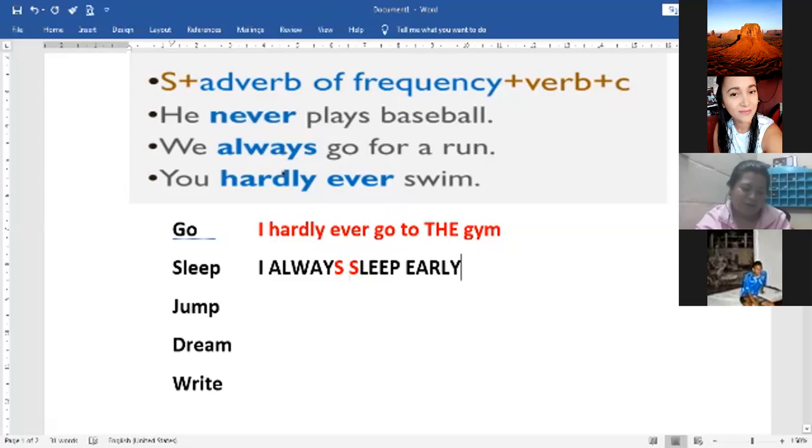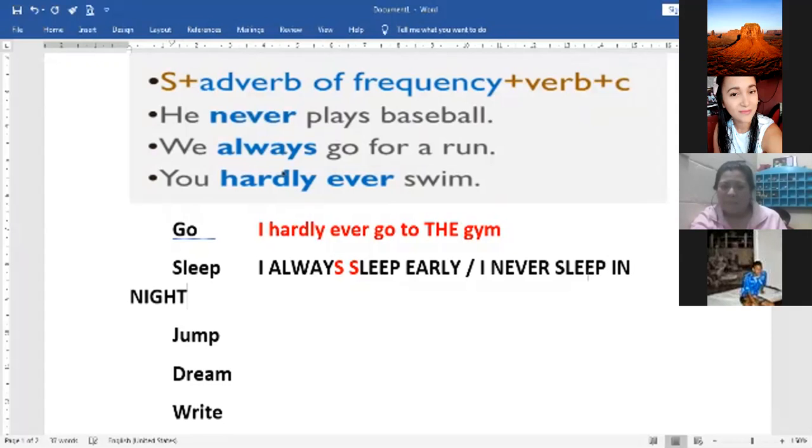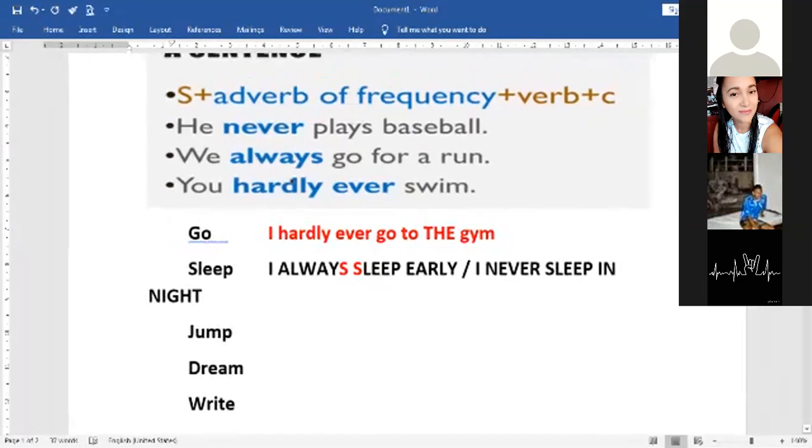Okay. I ever sleep in the night. I ever? Sería I never. Ajá, esa había hecho yo. Ahora bien, in the morning. ¿Alguien me puede ayudar acá? ¿Qué estaría mal en esta oración?